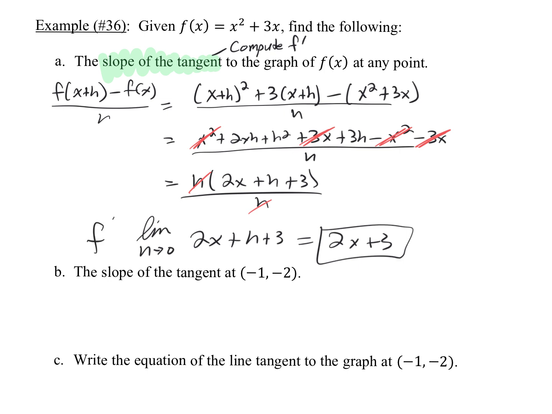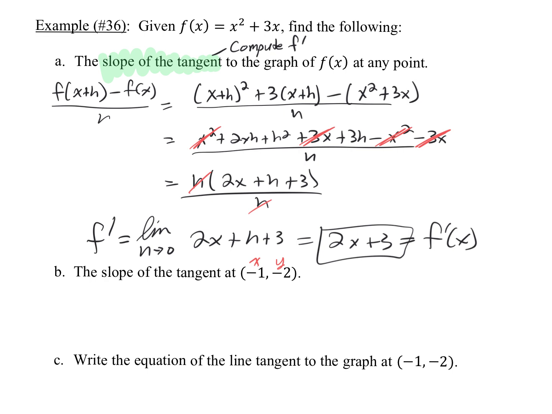Let's label it. f prime is what I just computed. This thing is f prime of x. All right, what is the slope of the tangent at a particular point? Keep in mind here that when we label a point like this, this is an x value and a y value, and your slope is not dependent on the y value. It's only dependent on x.